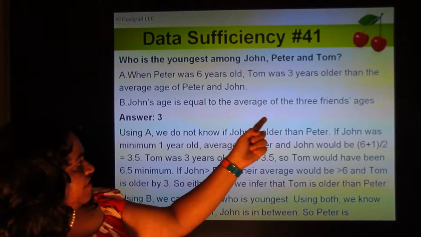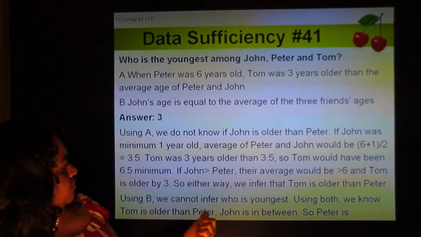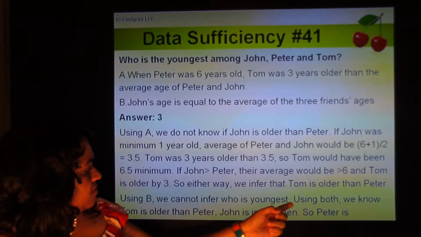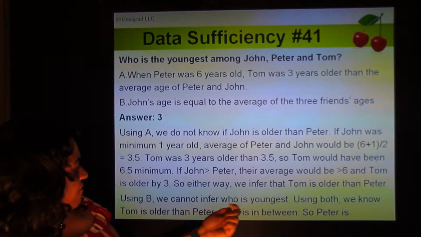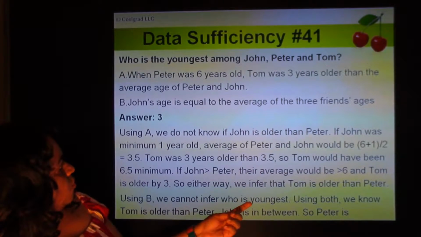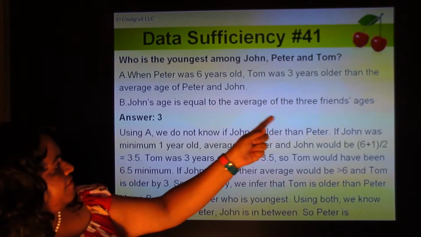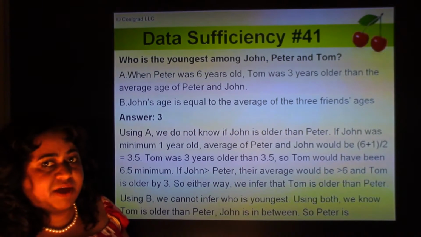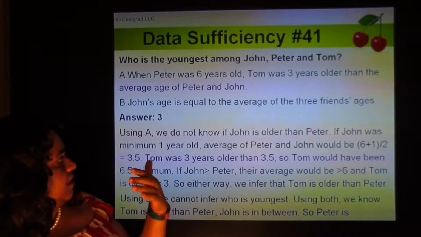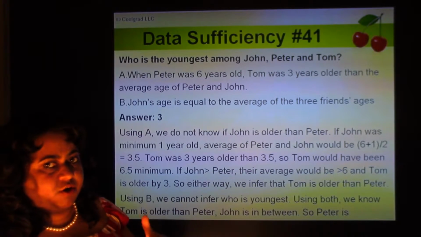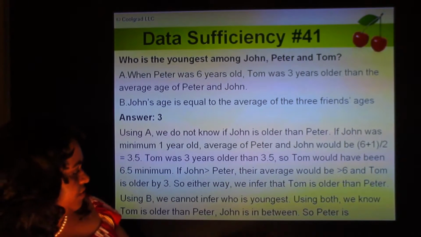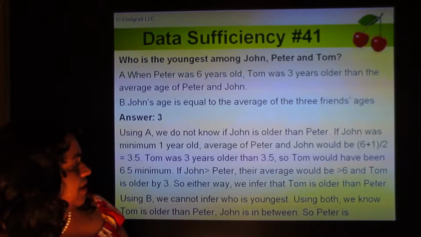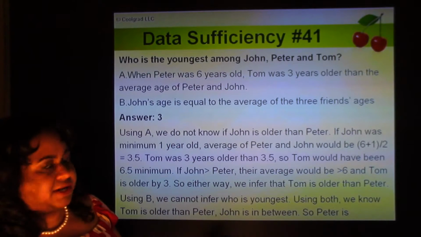John's age is equal to the average of the three friends' ages, so we cannot infer who is youngest. It's possible that all three of them are of the same age, or that Tom is older and Peter is younger, or Peter is older and Tom is younger. Either of them is possible, so we still can't infer. So either statement alone is not enough.